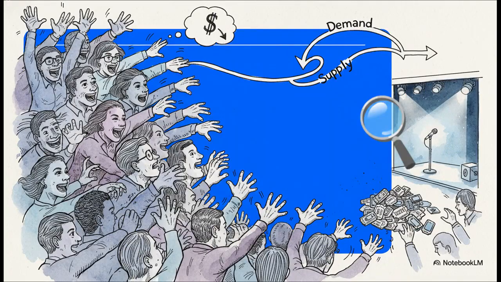So what happens if a price is set way too low? You get a shortage. You've seen this. This is that frenzy for concert tickets or the latest smartphone release. Everyone wants one because the price is such a steal, but there just aren't enough to go around. Demand completely blows past the supply.